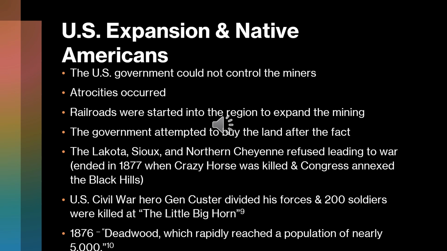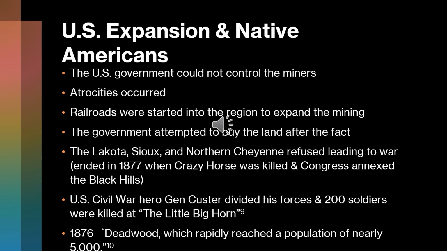Railroads were starting to expand through the area, right? The government attempted to buy the land from the Native Americans outside of the treaty, and of course that didn't work. By 1867, the town of Deadwood itself had about 5,000 residents that were American residents. And there were about 5,000 others out in the hills panning for gold and those types of things.